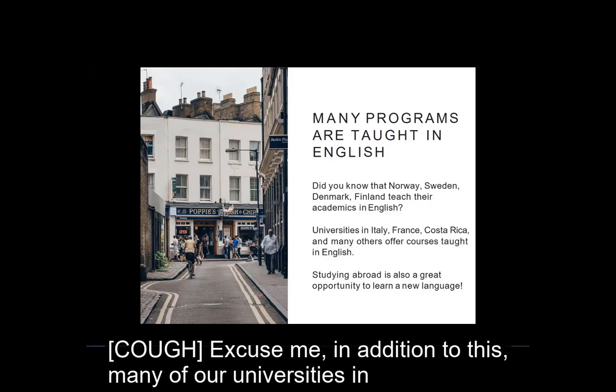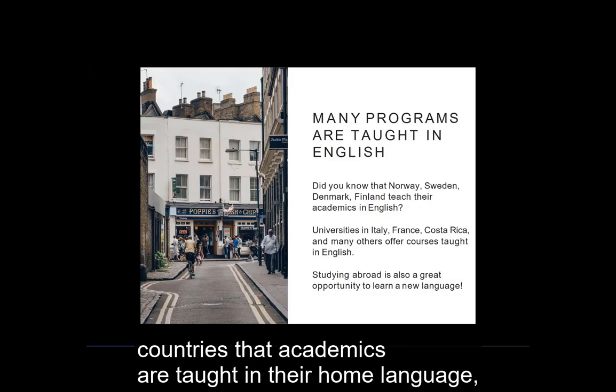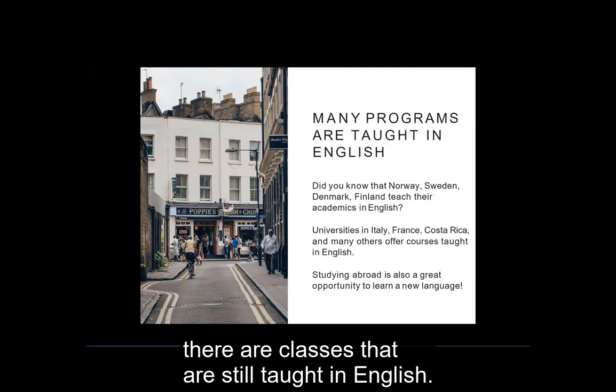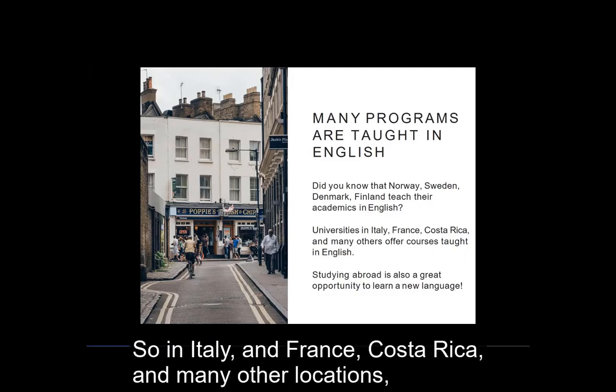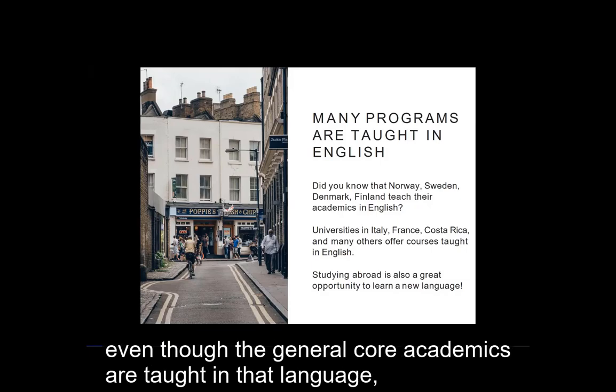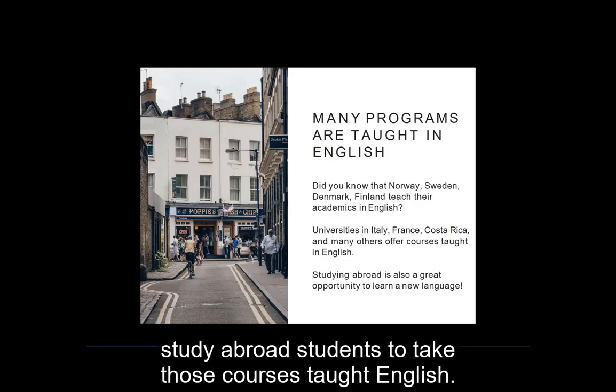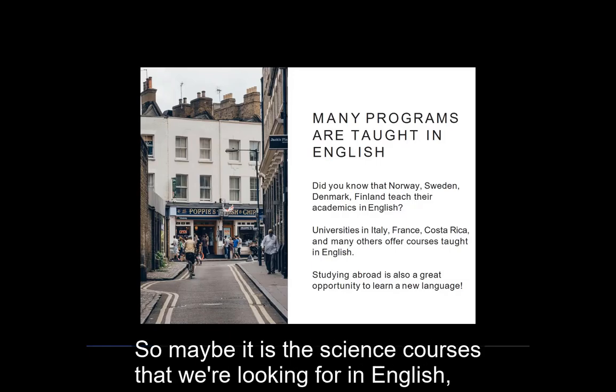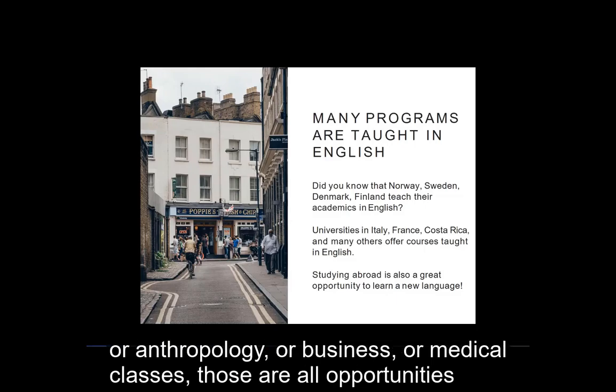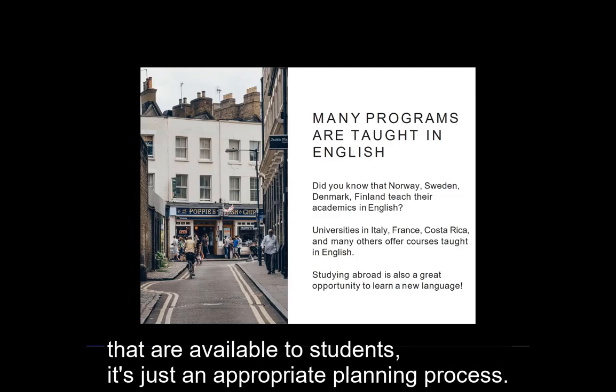In addition to this, many of our universities and countries that academics are taught in their home language, there are classes that are still taught in English. So in Italy and France, Costa Rica, and many other locations, even though the general core academics are taught in that language, there are courses designed specifically for study abroad students to take those courses taught in English. So maybe it is the science courses that we're looking for in English, or anthropology, or business, or medical classes. Those are all opportunities that are available to students. It's just an appropriate planning process.